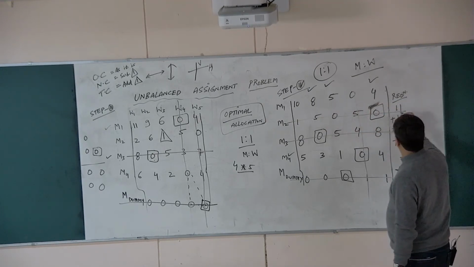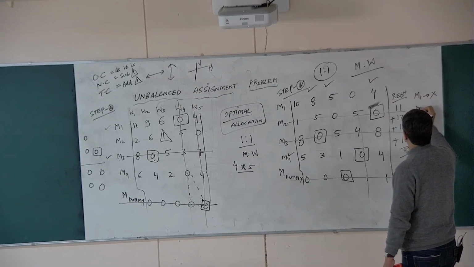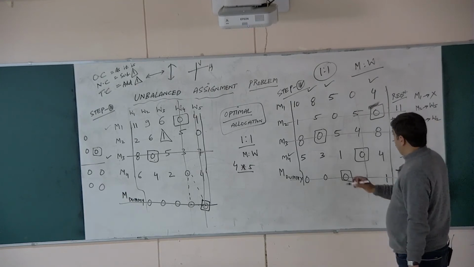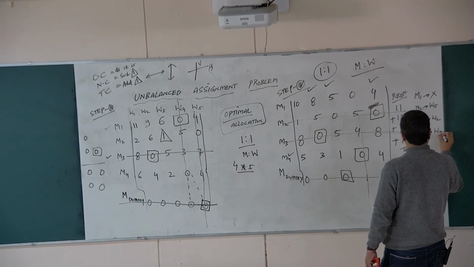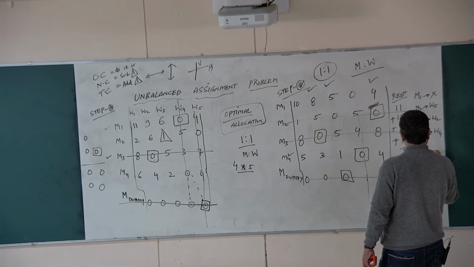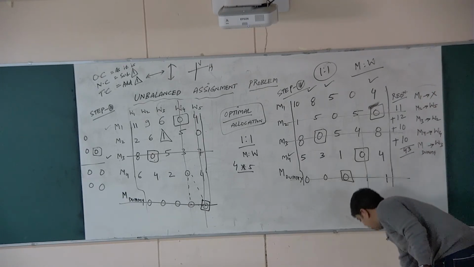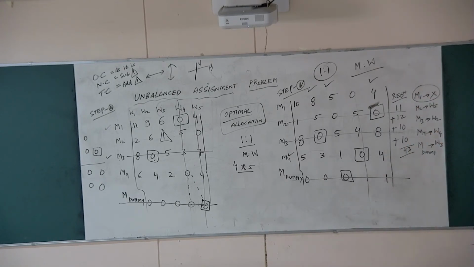M1 nothing. M2 I'll write W5, M3 W2, M4 W4 and M dummy W3. It means one has not been assigned anything. It means further iteration is required.